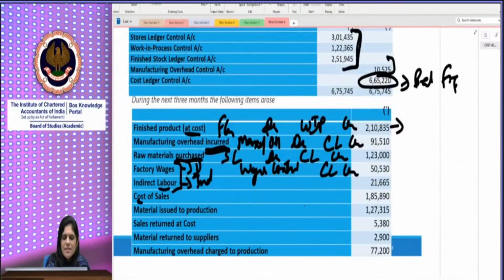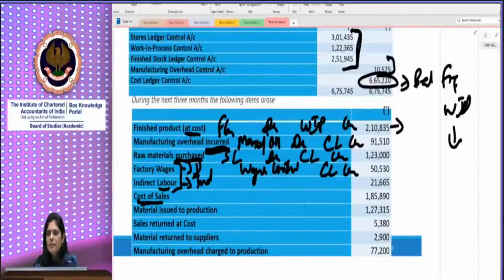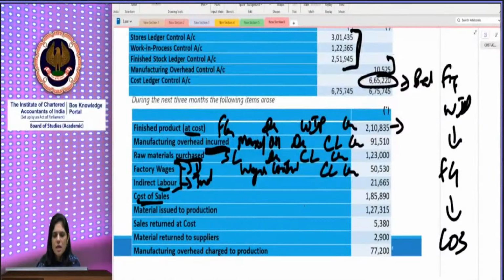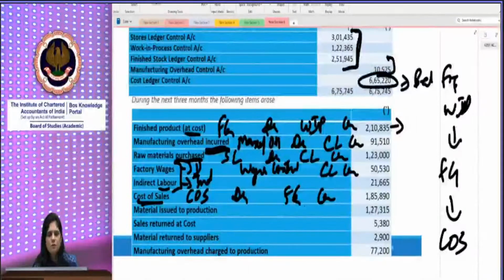Cost of sales. Cost of sales means it is going to cost of sales from finished goods. Clear? I told you the format. WIP, then finished goods, and then cost of sales. It has to go through this. So cost of sales will be debited and finished goods will be credited. Clear? So cost of sales control account debit to finished goods control account.